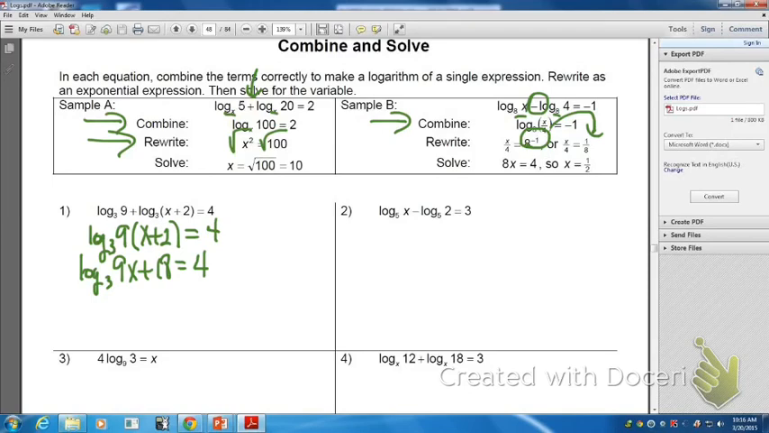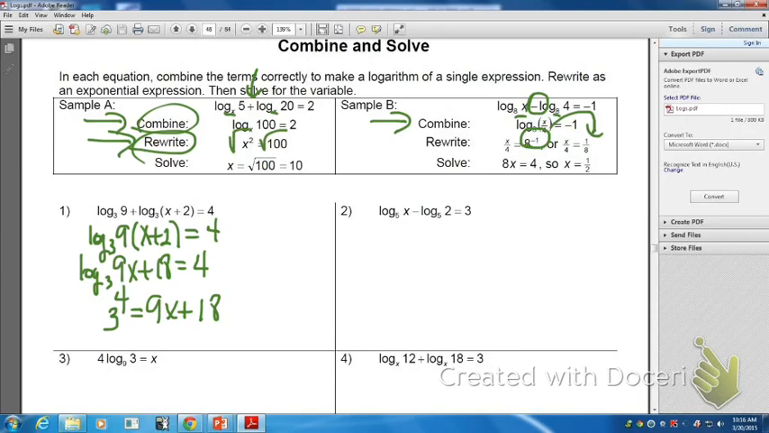Okay, so we combined. Now we're going to rewrite this thing. We're going to put it back in exponential form. So when we do our rewrite, we always start with our base. What's our base? 3 to the power of 4, and that equals 9x plus our 18.